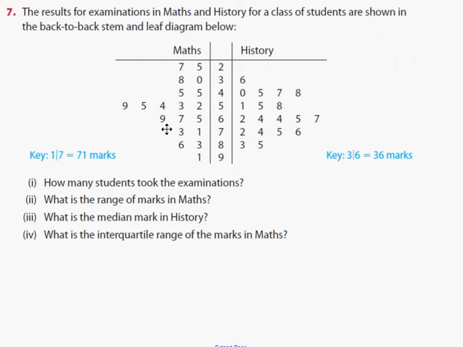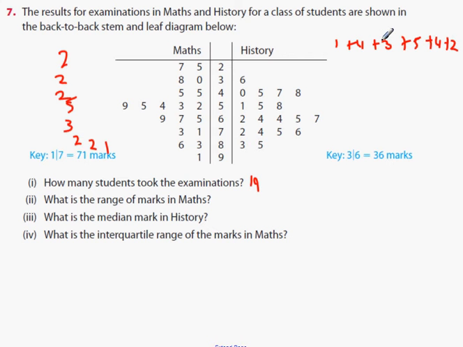Now, number 7. How many students took the exam? The results for examinations in maths and history for our class of students are shown back to back. So we're assuming that they took both the history and the maths exam, right? So this is 2, that's another 2, that's another 2, that is 1, 2, 3, 4, 5, that's 3, that's 2, 2 and 1. 11, 14, 19. I'm going for 19 students. Is that where everybody else got? And is there 19 history results as well? 1 plus 4 plus 3 plus 5 plus 4 plus 2. That gives me 19 again.